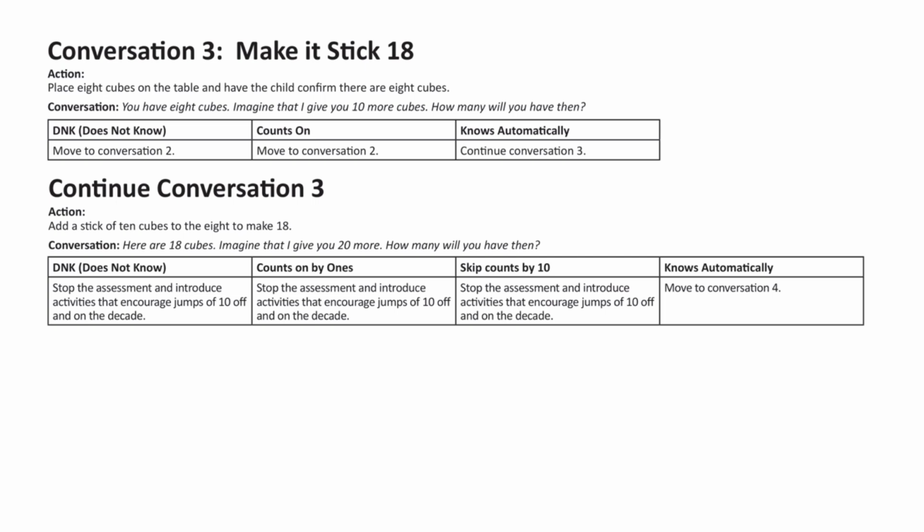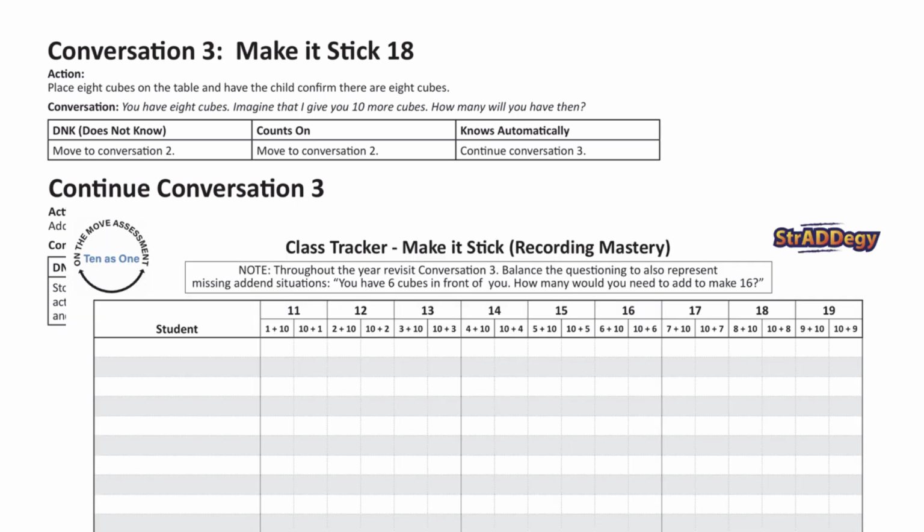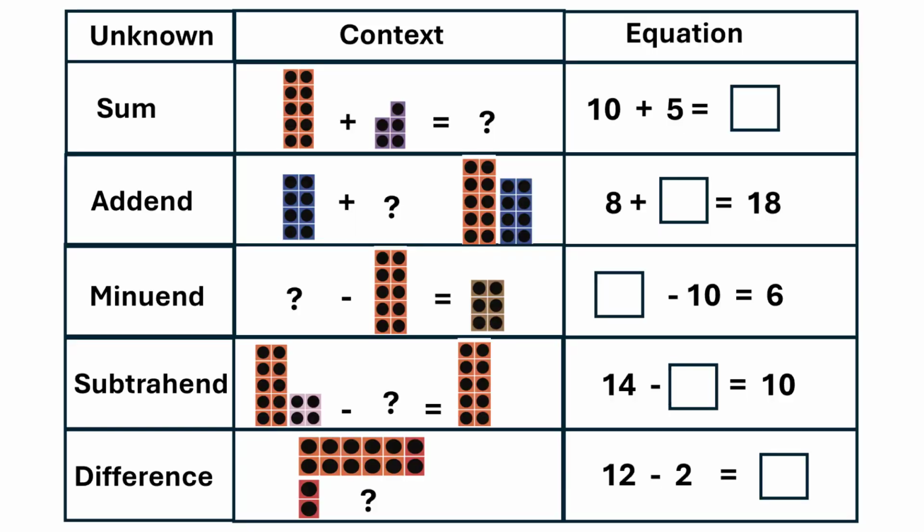Revisit conversation 3 and use the class recording sheet throughout the year to identify the teen numbers the child knows immersively as 10 and some more ones. Modify the context and the questioning so that the unknown fluctuates between the sum, an addend, the minuend, the subtrahend, and the difference.